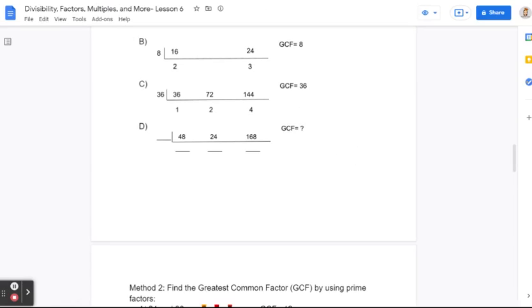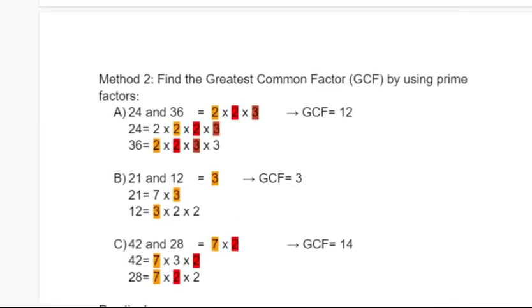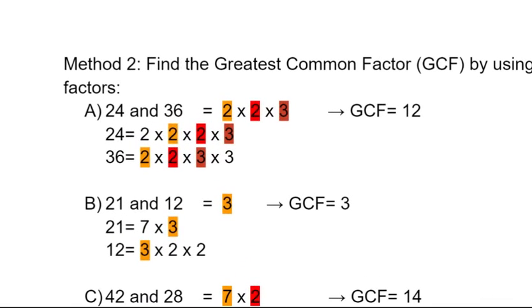So that's the clue. For method 2, we're going to be finding the greatest common factor using only prime factors, which obviously we talked about what prime factors are, or prime numbers, or numbers that are only divisible by itself and 1. So let's say 24 and 36, I'm going to write 24 equals and 36 equals, and instead of listing all of the factors of 24, I'm only going to use prime factors and multiply those to get to 24.